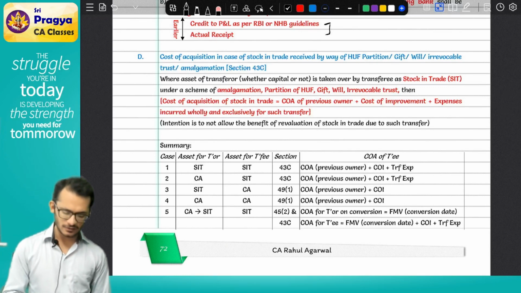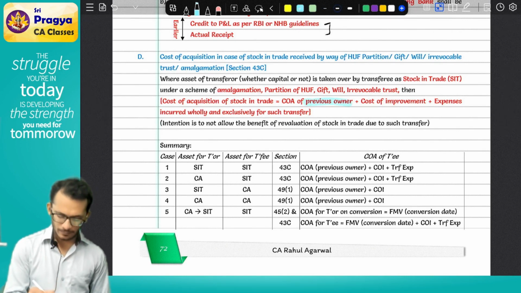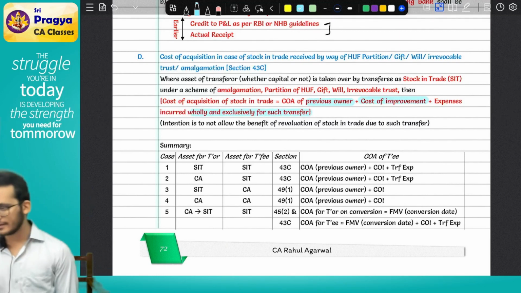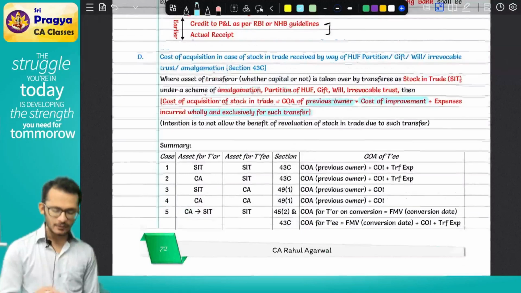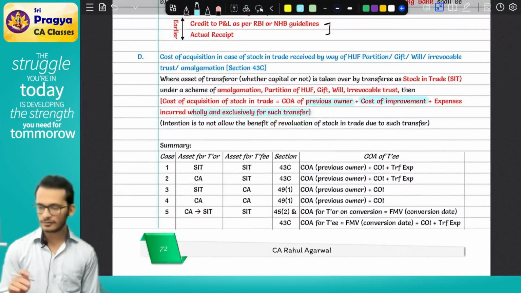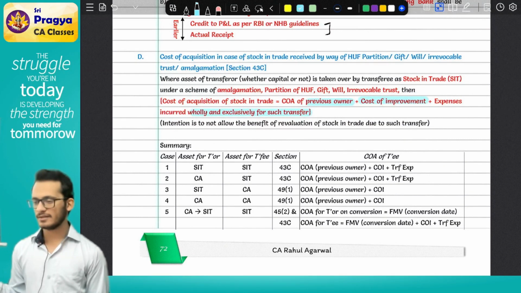Look at it. It says cost of acquisition of the stock in trade will be cost of acquisition of the previous owner plus cost of any improvement plus any expenses incurred wholly and exclusively for the transfer. Same provisions we learned in capital gains. For you as an example model, I have given you the examples also. What you can add, what you can reduce, all scenarios when one person treats it as an asset, the other person treats it as stock in trade and all those things.